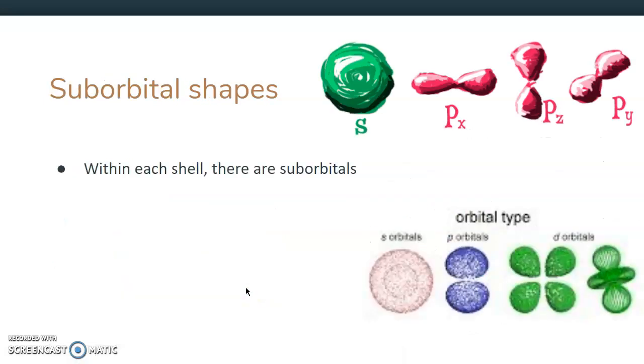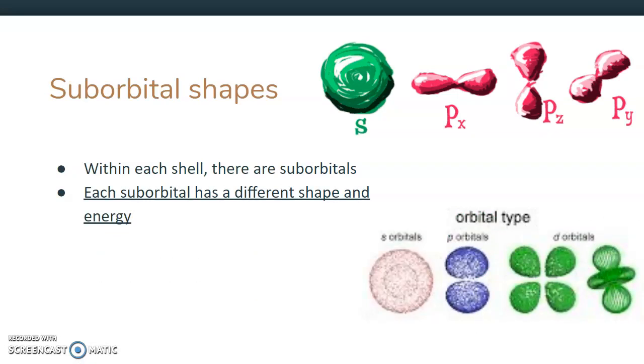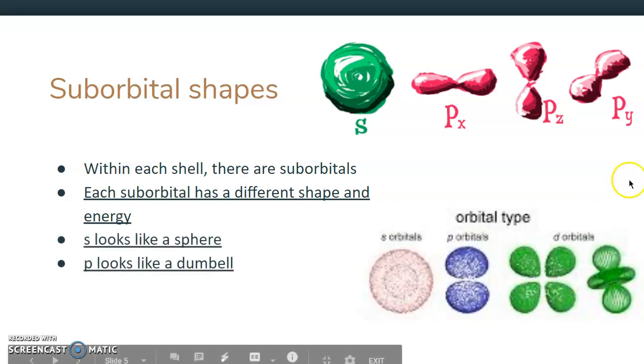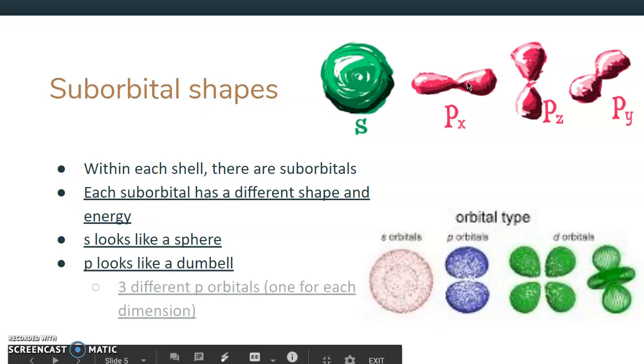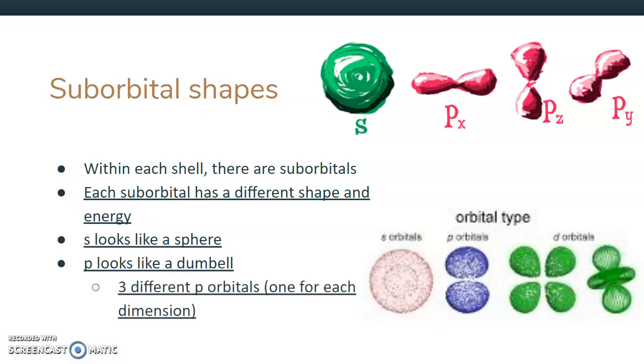So we have a few shapes that I mentioned. Within each shell there are suborbitals, and each suborbital has a different shape and energy. So S looks like a sphere, P kind of looks like a dumbbell, and then there are 3 different p orbitals, which is 1 for each dimension.